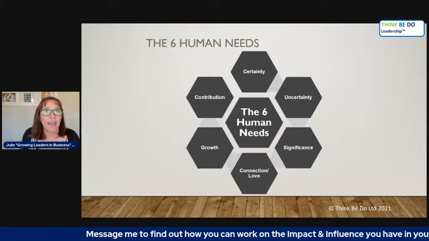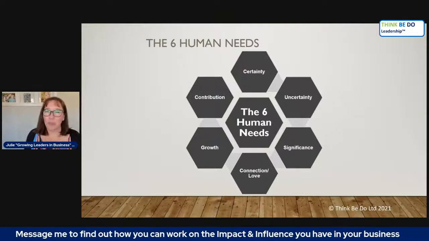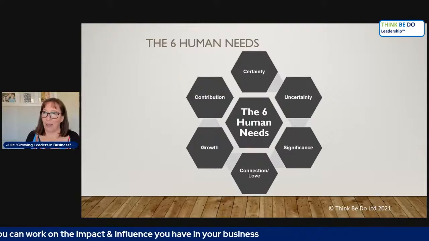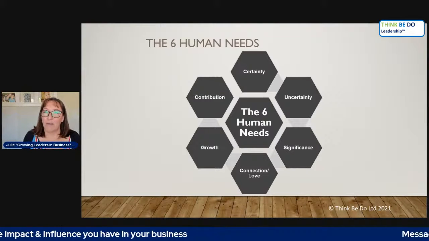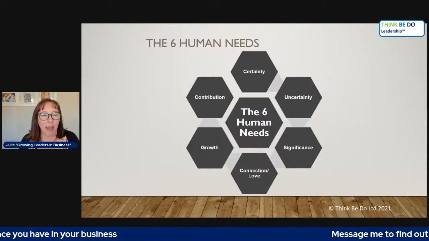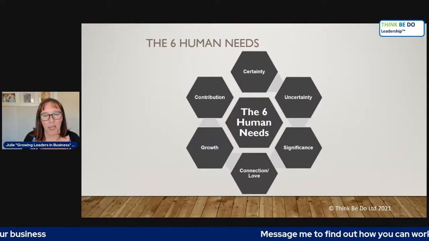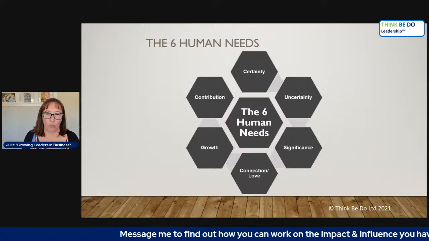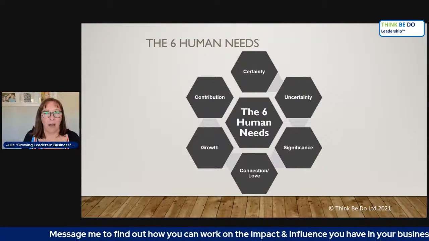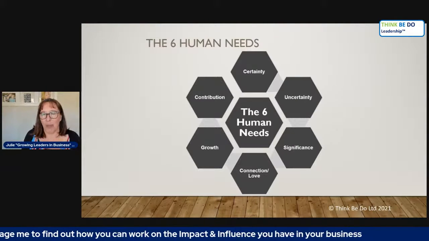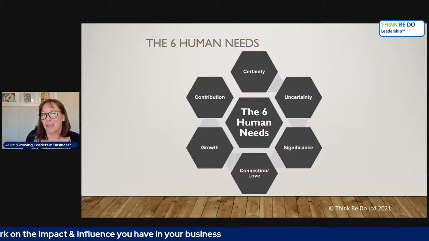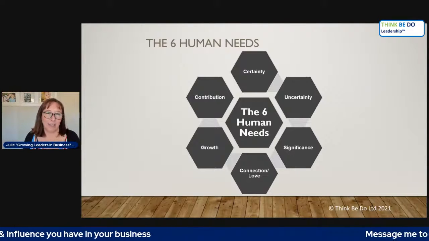So then the third one, significance. In a good way, this means that we want to feel like we're noticed, and we're relevant, and people want us to be around, and we're needed. In a bad way, it can be that we've got a massive ego and we need to be top dog, and we need to show that we are above others, and push people down. So there's good things and bad things about this, but we have a need for significance.